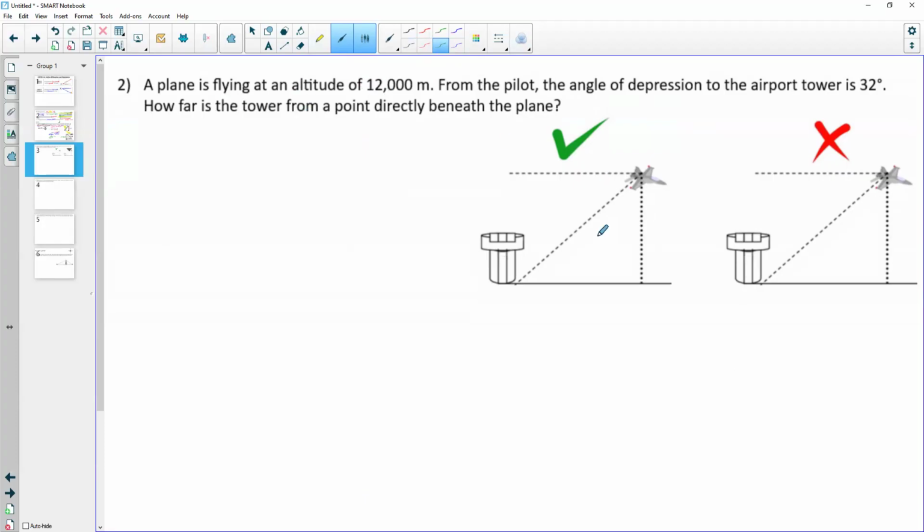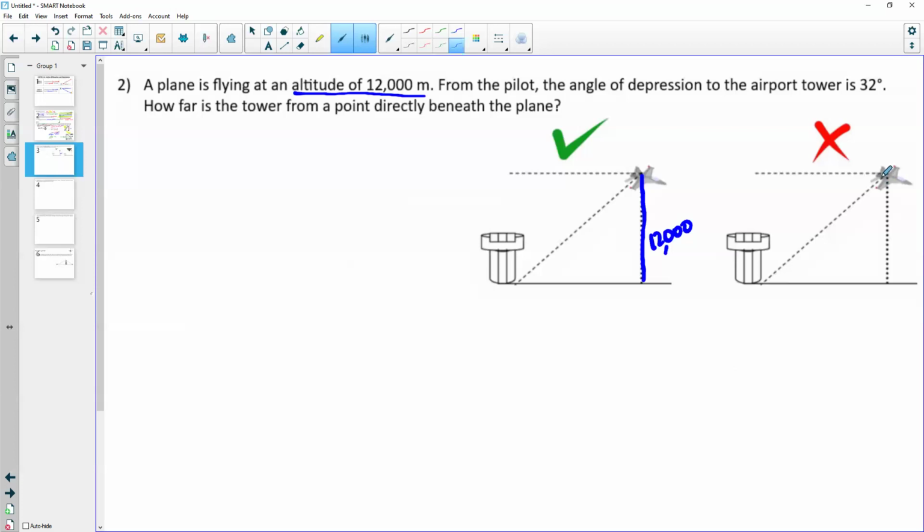You'll notice that for this particular problem, we have one picture with a check mark and one picture with a red X. I'm going to show you the correct way to label your picture, and I'm going to show you the incorrect way or the wrong way to label the picture. So let's go ahead and start by labeling what we know. Plane is flying at an altitude of 12,000 meters. Altitude is another word for height. Height is looking up and down. So your altitude here for the plane is 12,000.